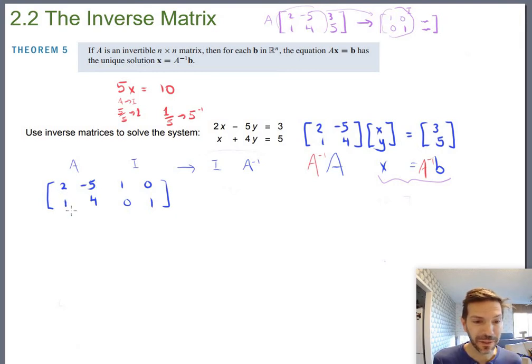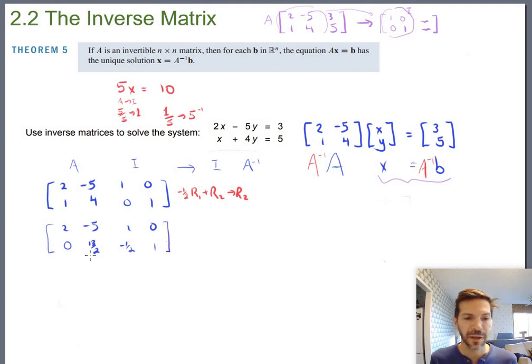So the first step would be to put a 0 in the bottom left corner, so that'll be negative 1/2 of row 1 plus row 2 becomes the new row 2. So that would be 0 right there. Let's see, that would be 5/2 plus 8/2, which is 13/2. Negative 1/2 plus 0 is negative 1/2, and 0 plus 1 is still 1. Okay, I've got a 0 on the bottom left.